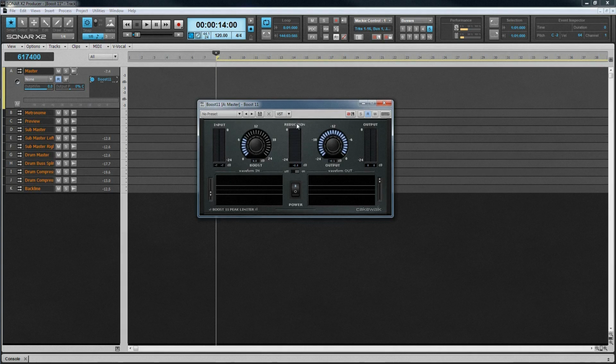Boosting a level too much but still squashing the peaks results in a very compressed signal which can soon become very unpleasant to listen to.